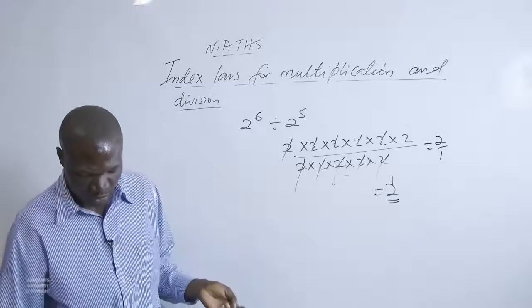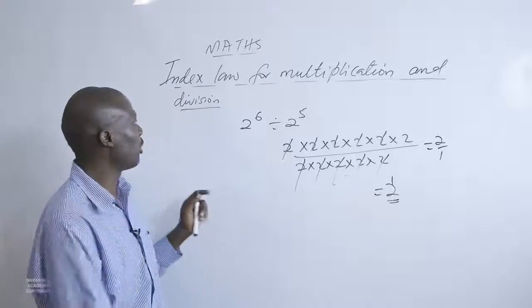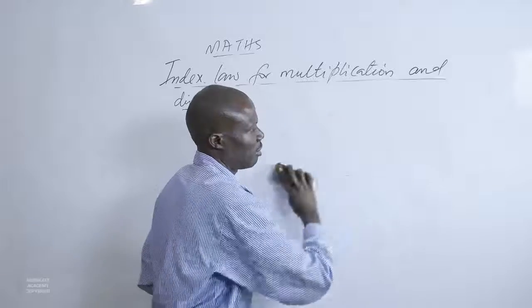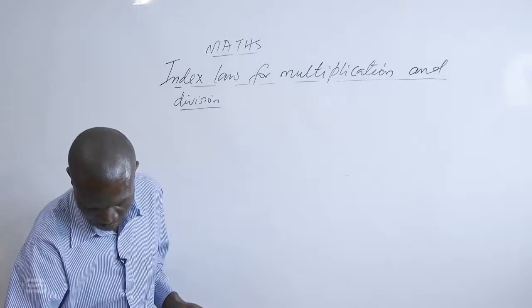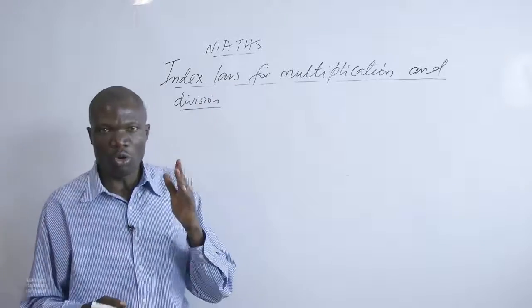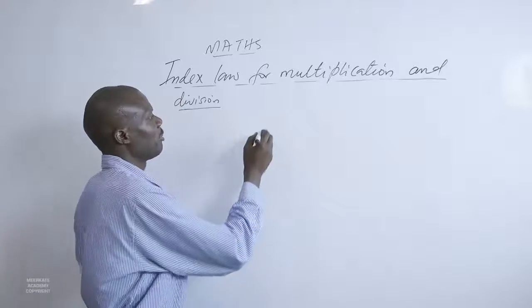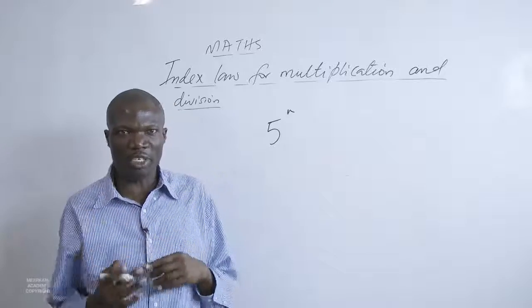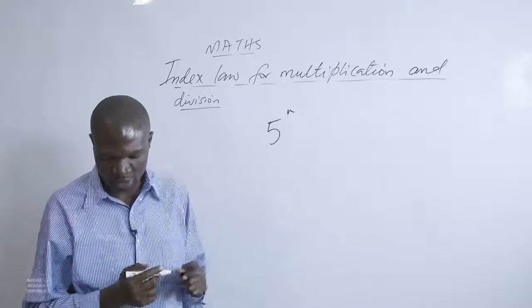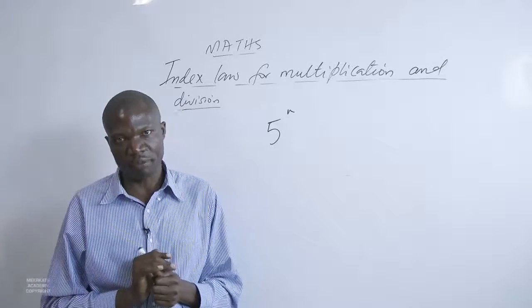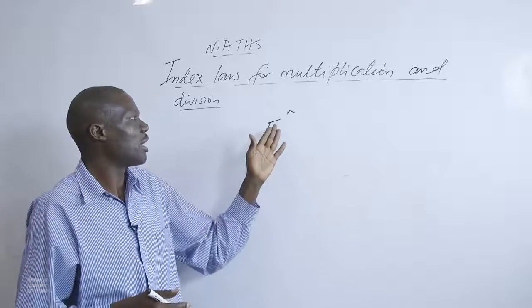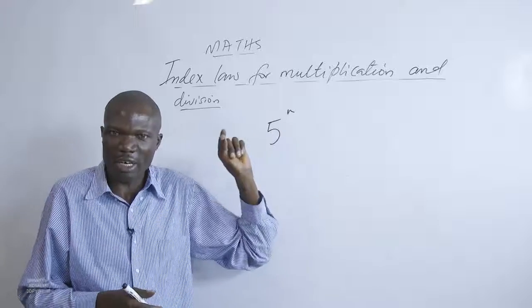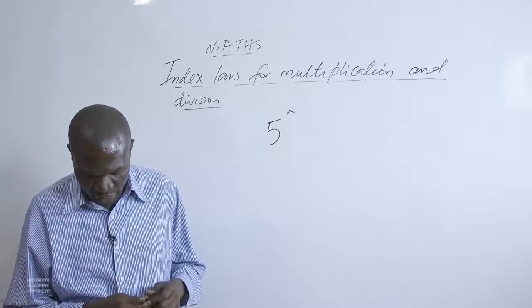So in general, let us take note of the following and understand how index notation operates. We've already known that if we have a number like this, n stands for the exponent or the index, while 5 stands for the base. And this one simply means 5 will multiply by itself how many times? N number of times.